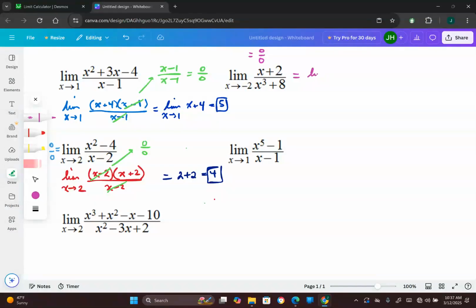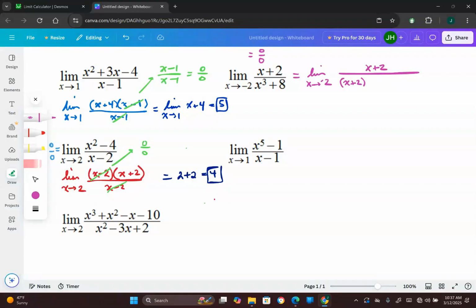Now, what does that mean for us? It means for us that if x is approaching negative 2, I should have an x plus 2 on the top because that would give me a 0. And I also should have an x plus 2 on the bottom.